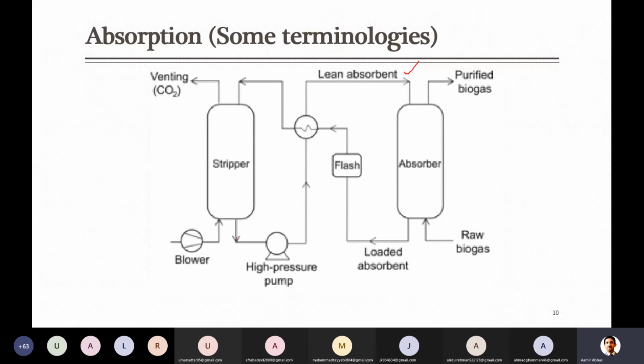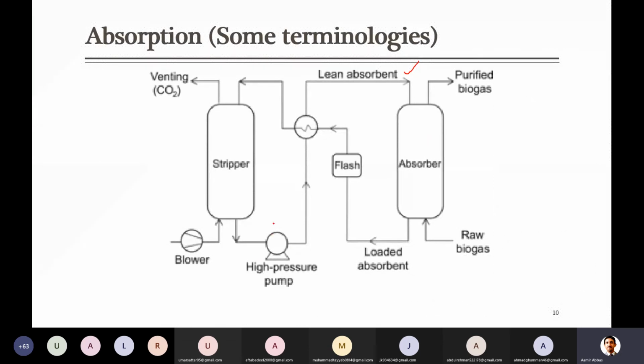here leaves the clean liquid. So actually this clean liquid should be sent back to the absorber, and this is how it works continuously. The liquid which initially started from here, you will bring some storage, and it will be pumped and you will bring it to the absorber.